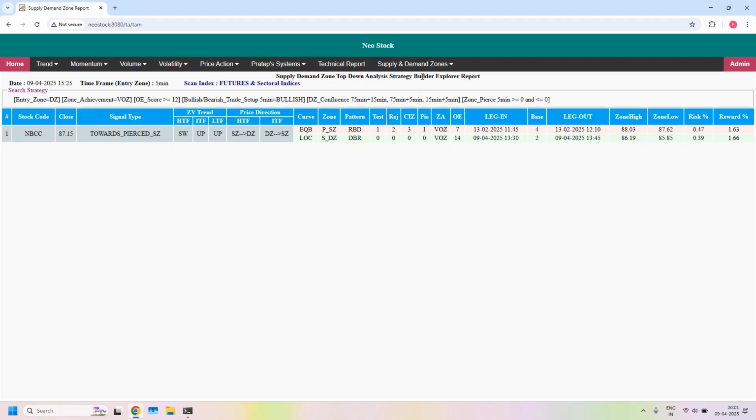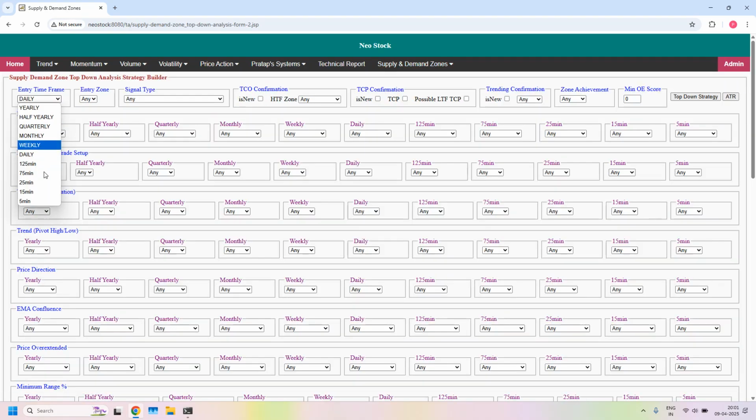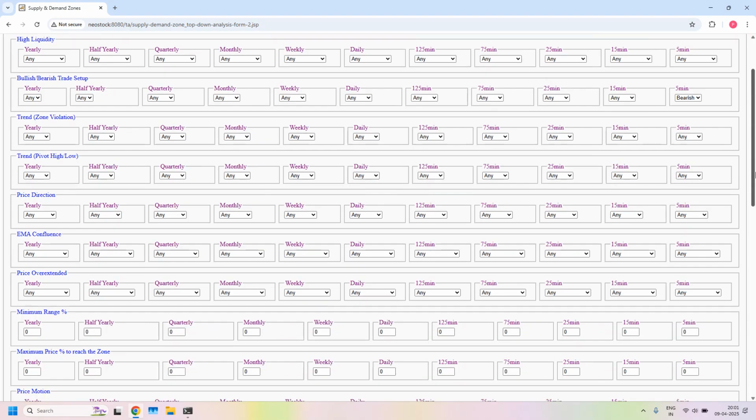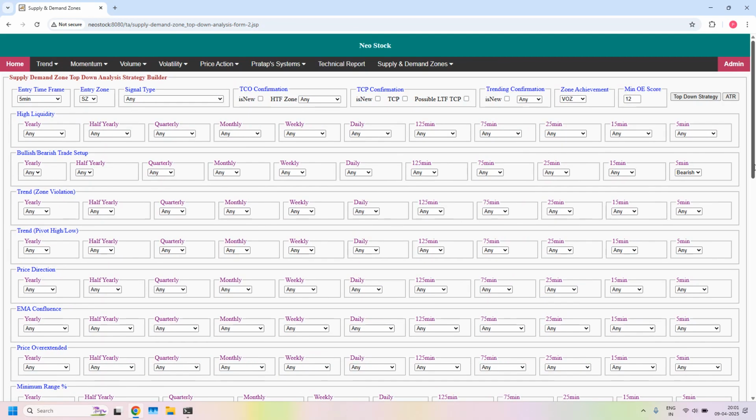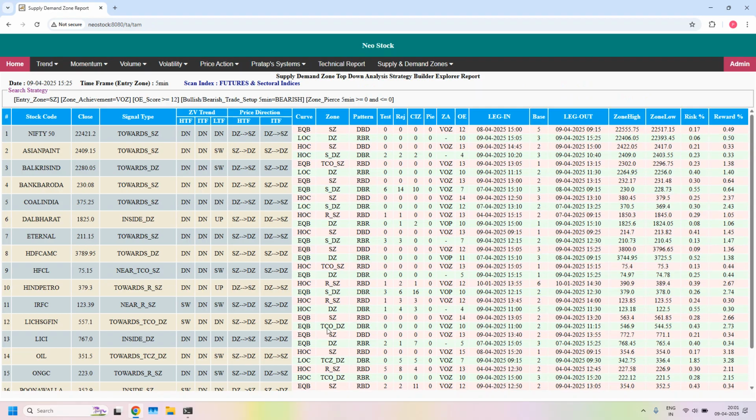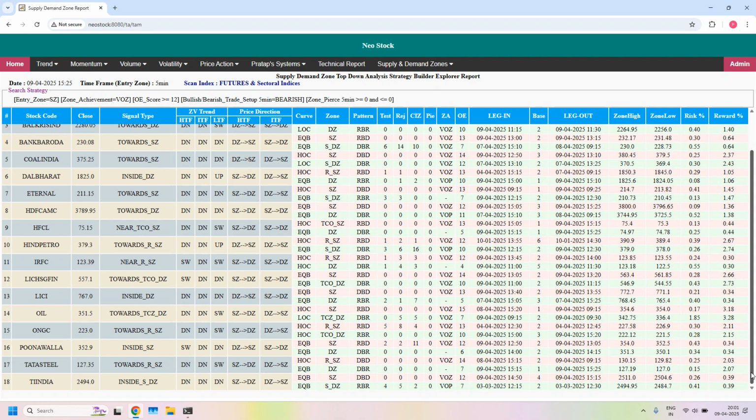Next we will look into the bearish trade setup for hourly income trade: entry time frame 5 minutes, entry zone supply zone, bullish or bearish at 5 minutes, I am selecting bearish, zone achievement VOZ, and minimum order enhancer score 12. And the 5 minute supply zone should not be pierced. In the pierced count, 5 minute time frame, minimum value 0, maximum value 0. With these filters, we got 18 stocks. Scrolling the list down, we got 18 stocks in total.